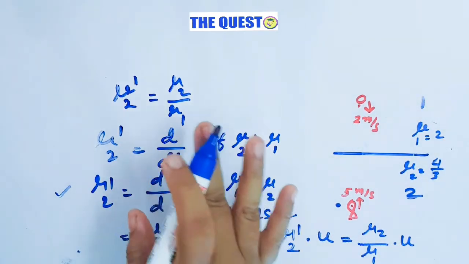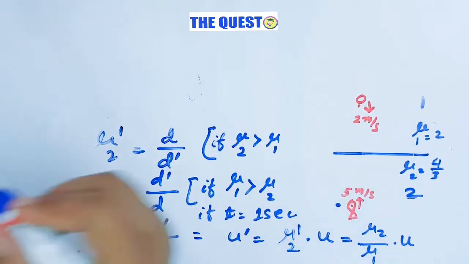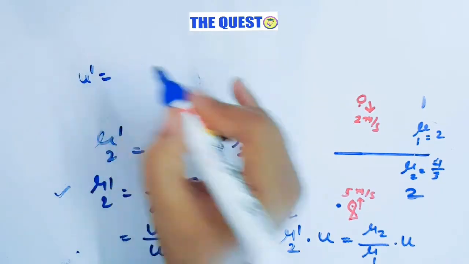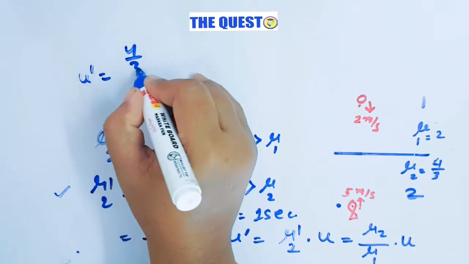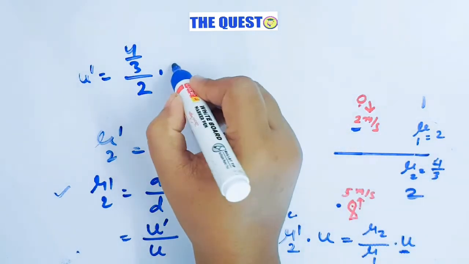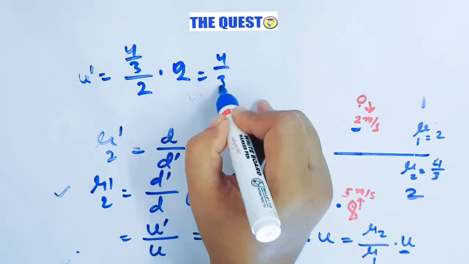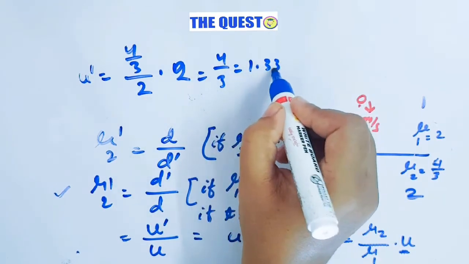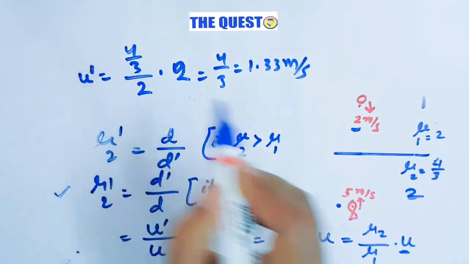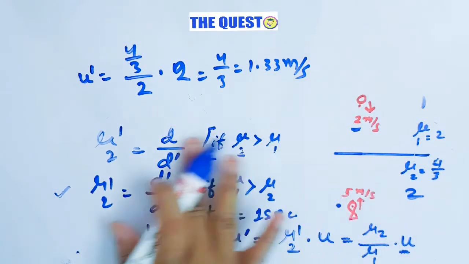So let us write it here, u prime will be equal to 4 by 3 by 2 into the actual speed of the object, which is equal to 2 meter per second. So it is equal to 4 by 3, which is equal to 1.33 meter per second, is the apparent speed of the object with respect to a stationary object in the second medium.